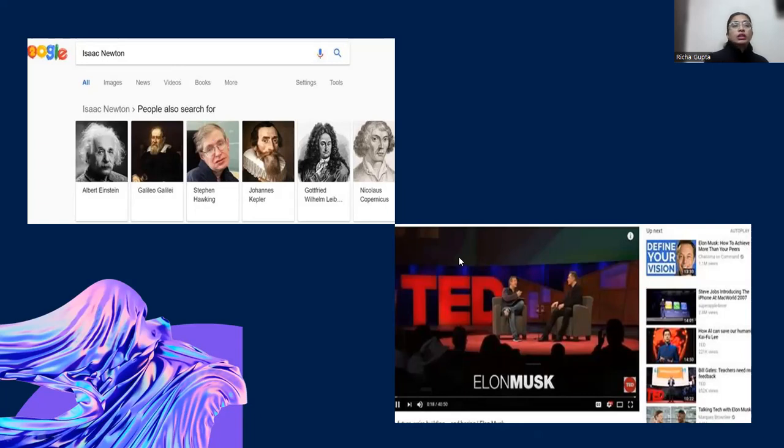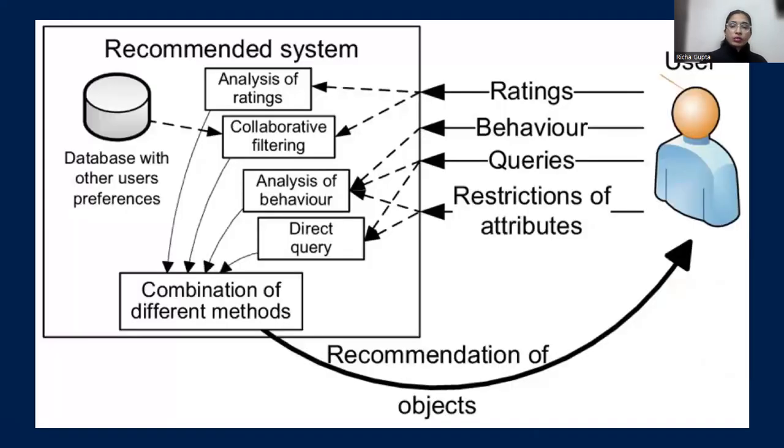Similarly, on YouTube, if you're looking at some TED Talks or some documentaries, next time YouTube itself, on your homepage, will give you lots of recommendations related either to the TED Talks or the talks you have heard on TED Talks. It could be any documentary, it could be some information related. So your YouTube would be flooded with those recommendations to watch. This is how the recommendation system works.